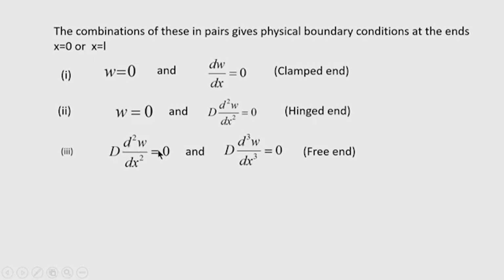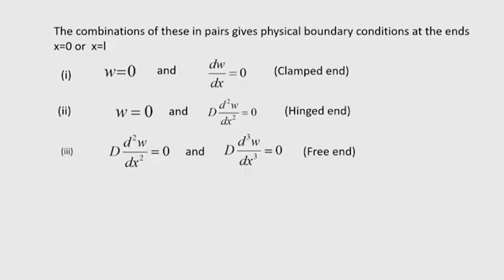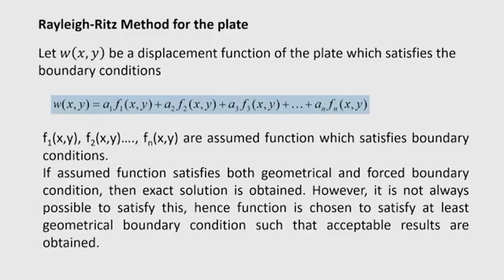So, in this way we have seen the use of variational principle, with the knowledge of strain energy expressions and the work done by the external load, we can arrive at the differential equations and boundary conditions for the physical problem. Okay. Now, let us derive the Rayleigh method.